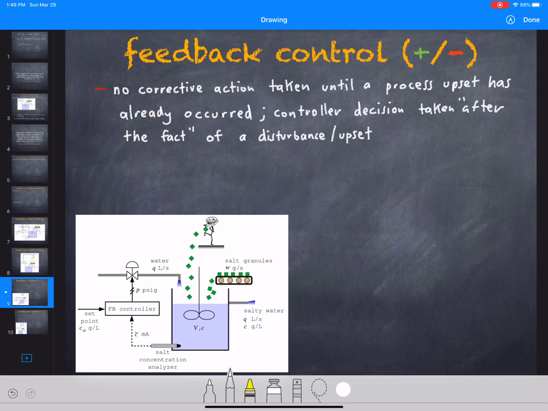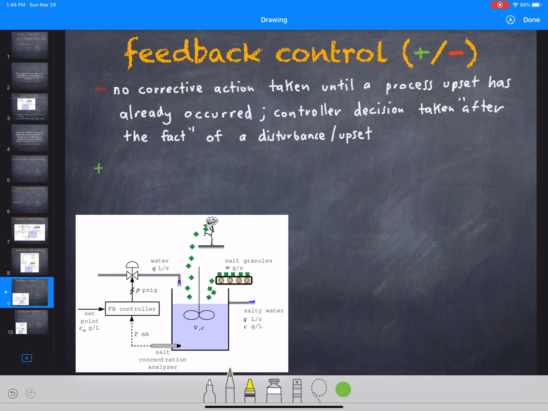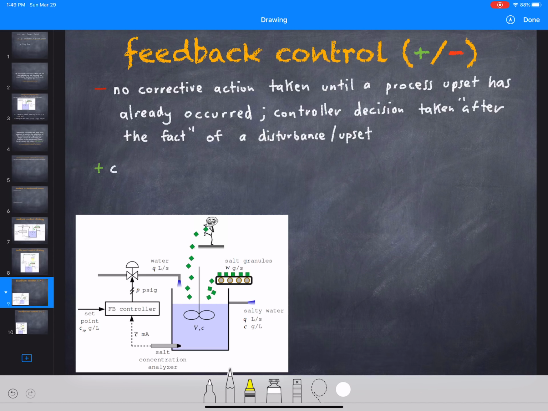So that's a minus. Now a plus sign. A positive thing about this feedback control compared to feed-forward is that corrective action is taken regardless of the disturbance.